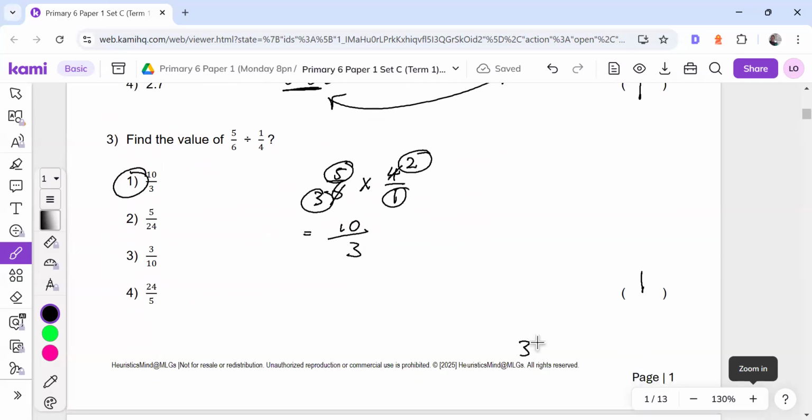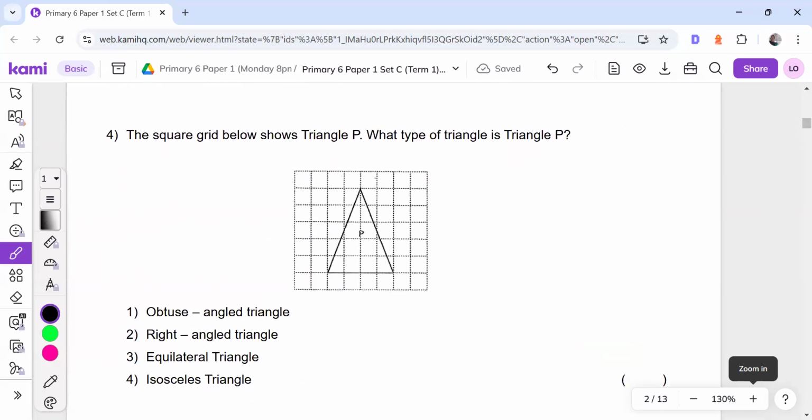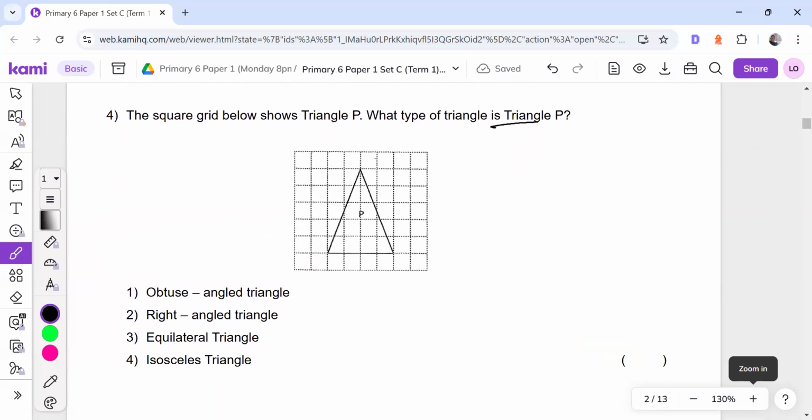Okay? All right. Put down the marks there. Right? If you get all correct, you get 3 marks. Okay, let's go to question number 4. All right. What triangle is triangle P?